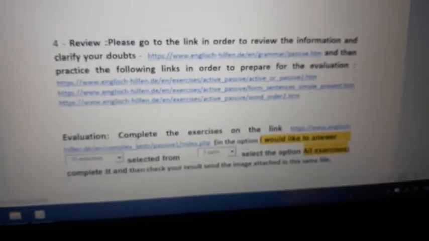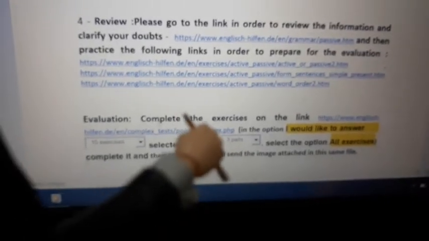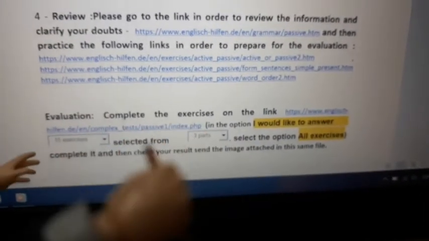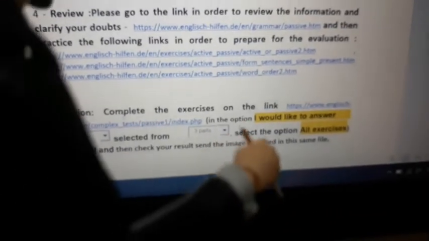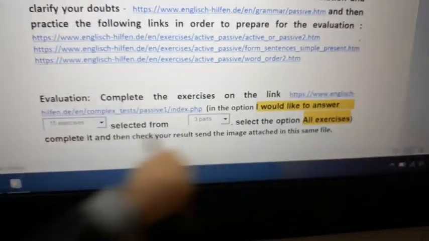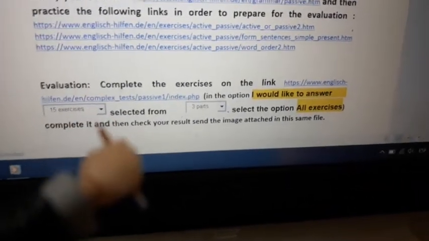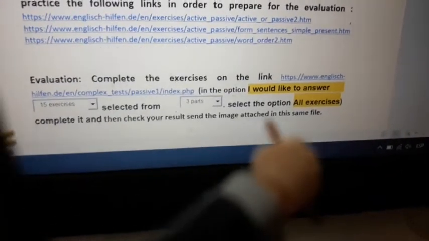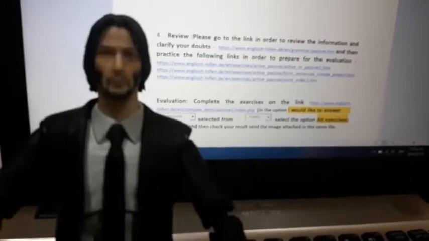For the evaluation, there was a little instruction here. It says, evaluation: complete the exercises on the link that is included here. In the option, I would like to answer 15 exercises, what it says in the original version, select the option all exercises. Many of you got confused with this. I know, sorry, my mistake, but I won't take that into account this time because maybe my explanation was not very clear. For next time, you have to follow the instructions. I'm going to follow the instruction that you have to follow.